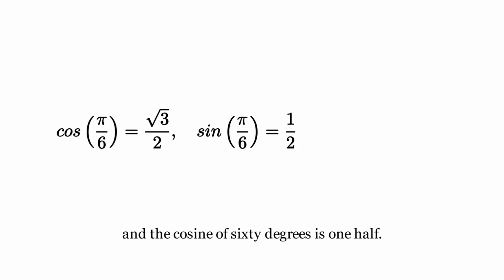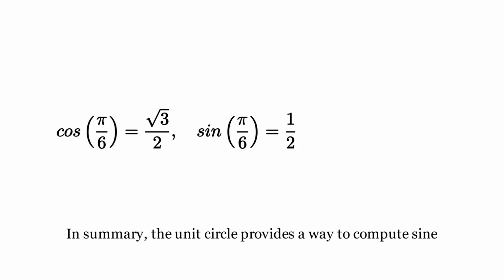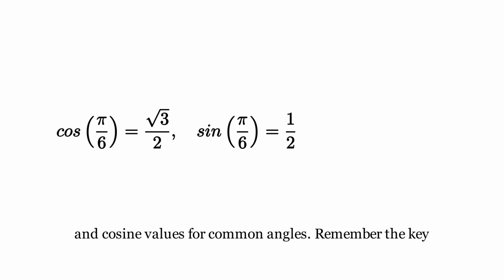In summary, the unit circle provides a way to compute sine and cosine values for common angles. Remember the key coordinates for these angles.